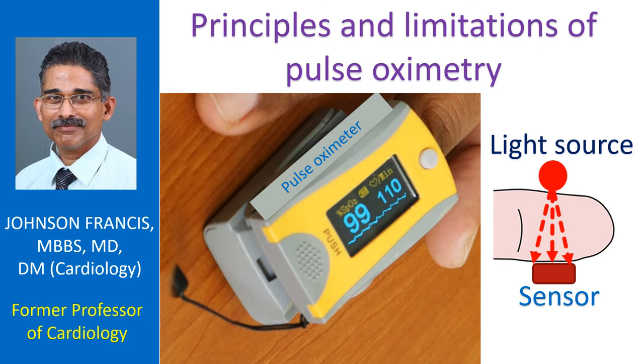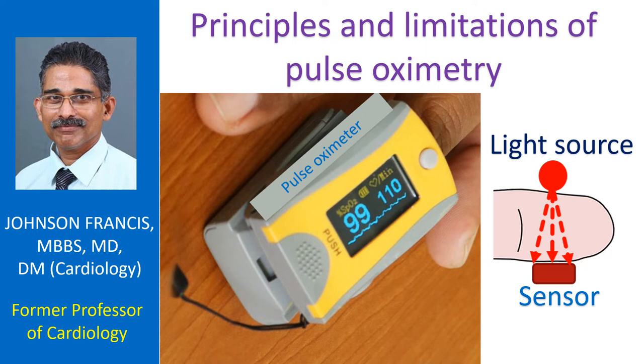Pulse oximetry is the measurement of oxygen saturation in arterial blood by using a non-invasive device usually connected to one of the fingers. A waveform and percentage saturation display are usually given. Pulse oximeters are routinely used in operating rooms, emergency rooms, and intensive care units.